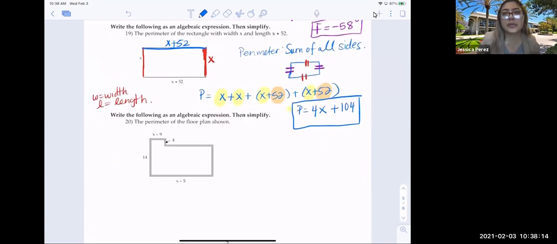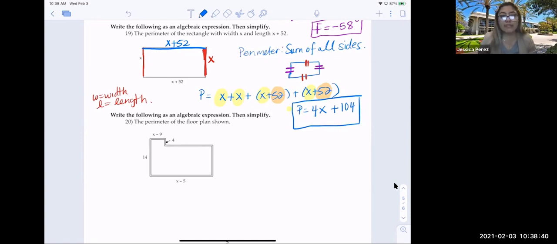This one is a little bit more tricky, if you say so. Because here, you're trying to find the missing links, okay? We're trying to find a perimeter. That means all of the sides. So you will not have the same type of formula that you had for the rectangle, but you still have to sum all the sides.